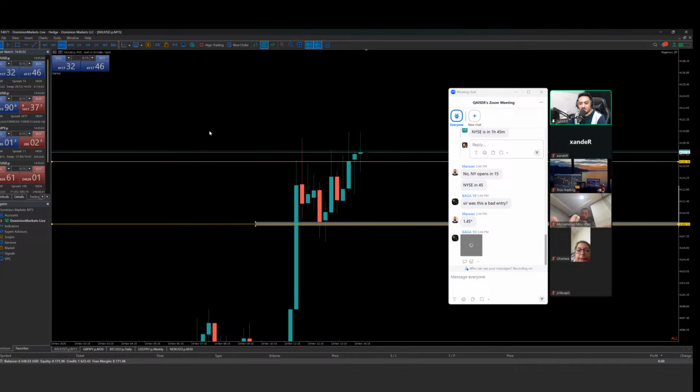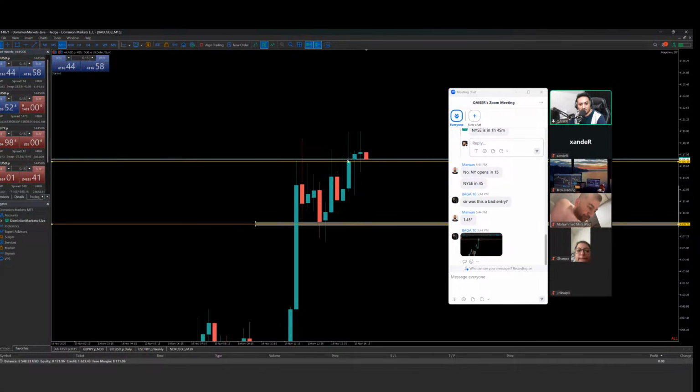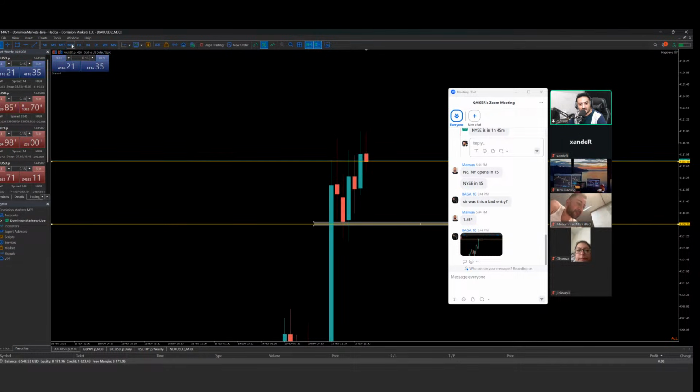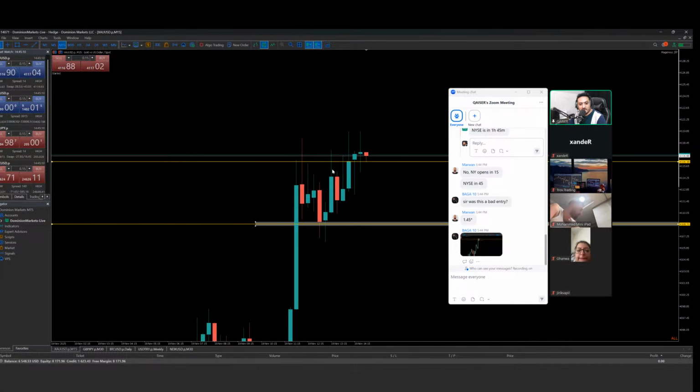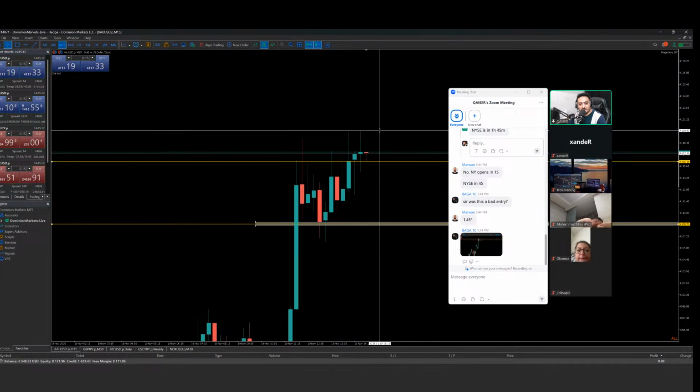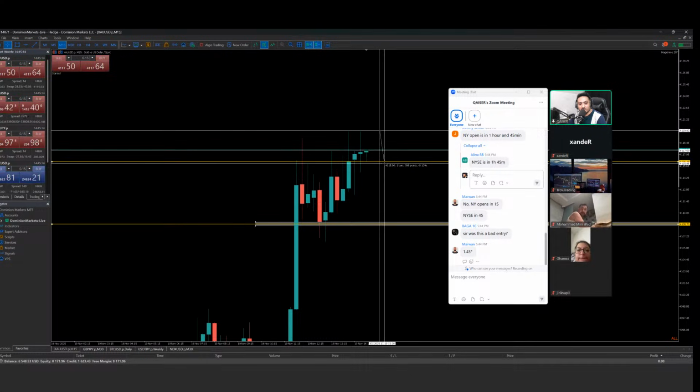Sir, this was a bad entry. Just send me the chart. Okay, let's see. This 15-minute candle closed with a small body. I'm also looking at the 30-minute time frame. And if we break above this high, I would like to give my trade a chance.